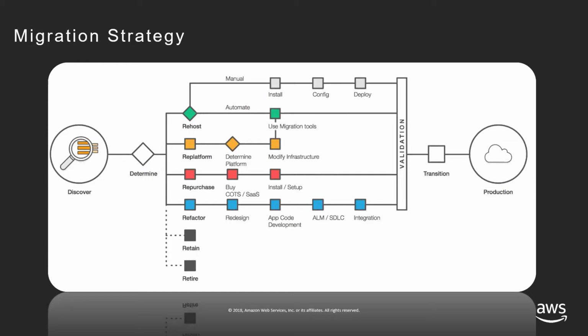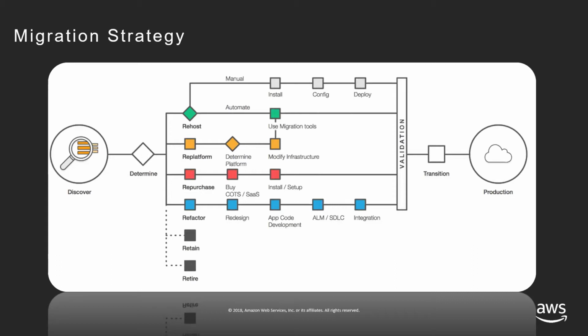Replatform is another method. Basically, this takes what you have and decides whether to take it from an EC2 instance, move some of the services over into either a container or RDS, and then modify your infrastructure as such using any sort of migration tools that you need. Repurchase would be moving in your applications into some sort of SaaS product, either that's already available within AWS or something else, and then running it within EC2.